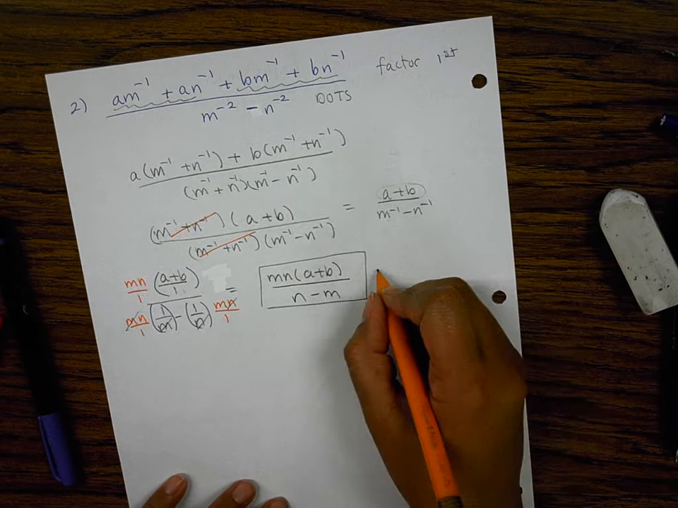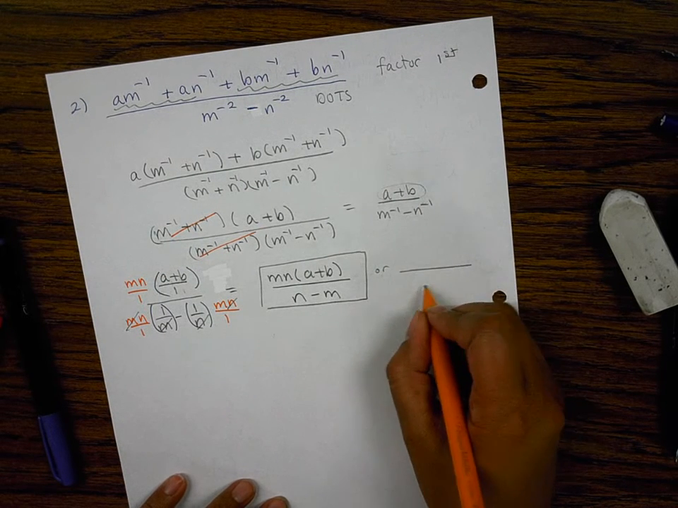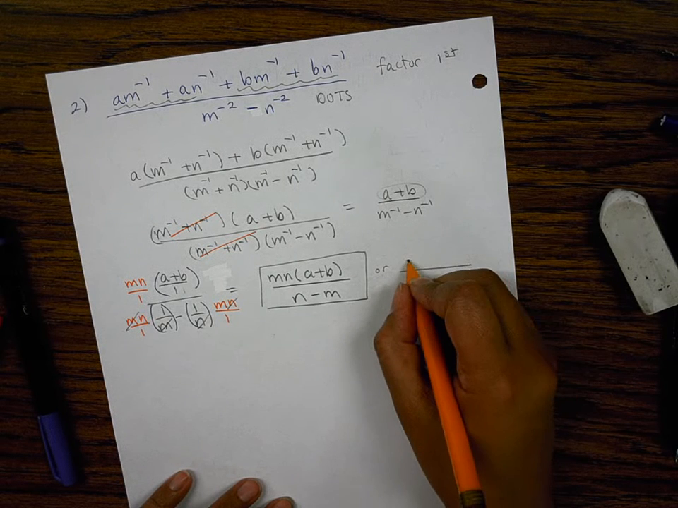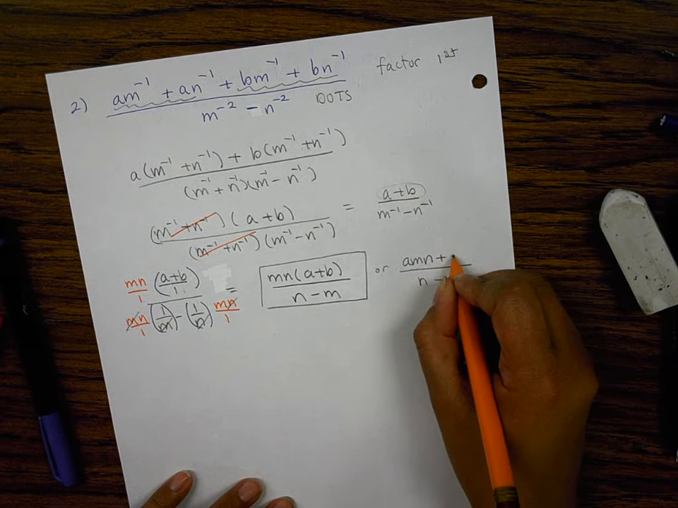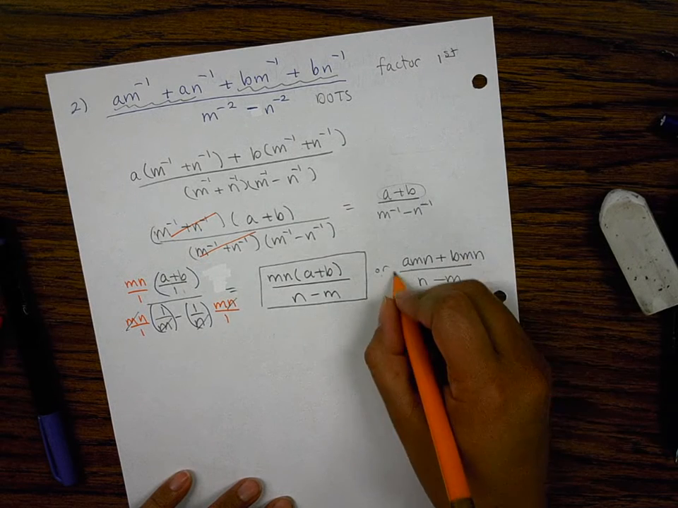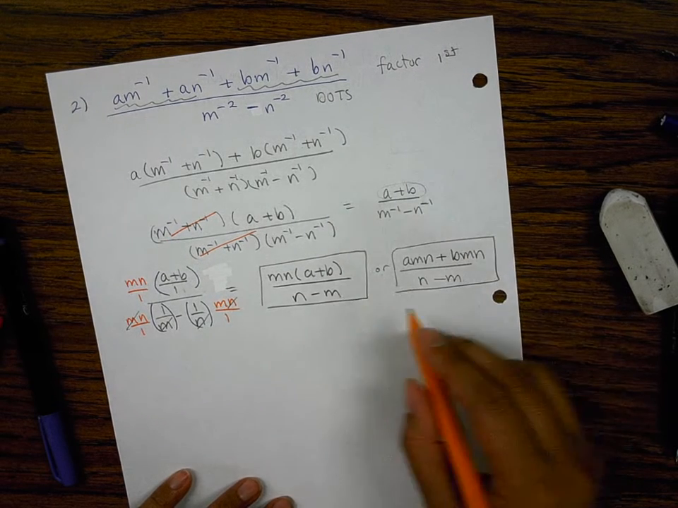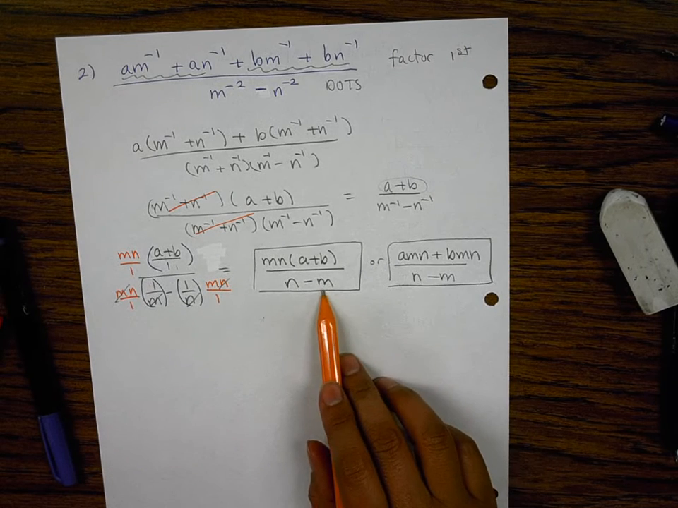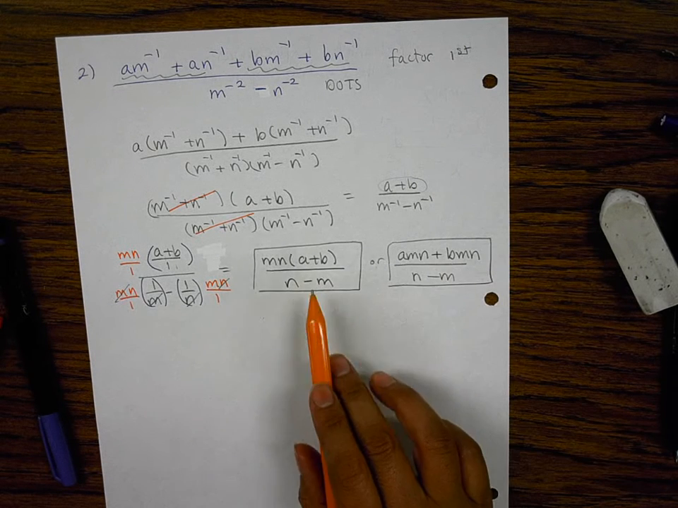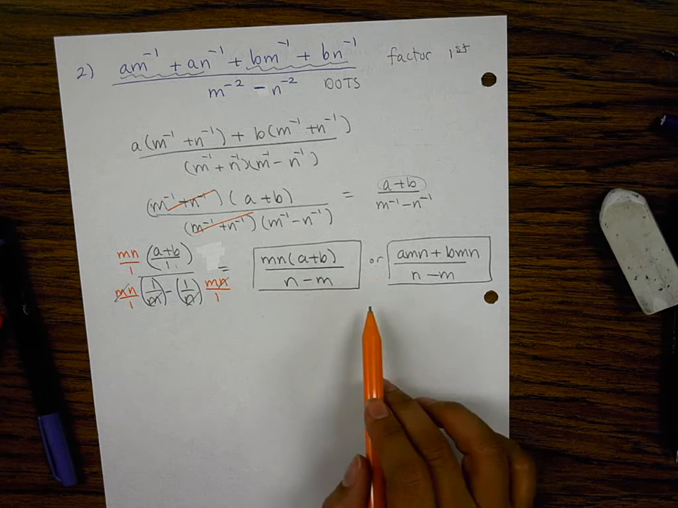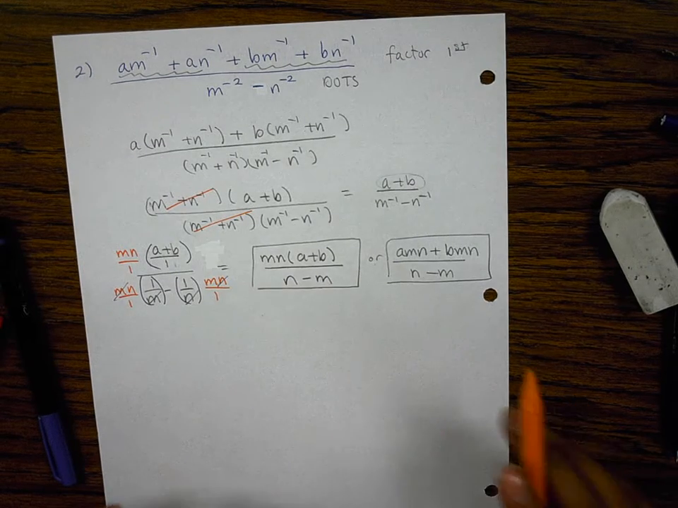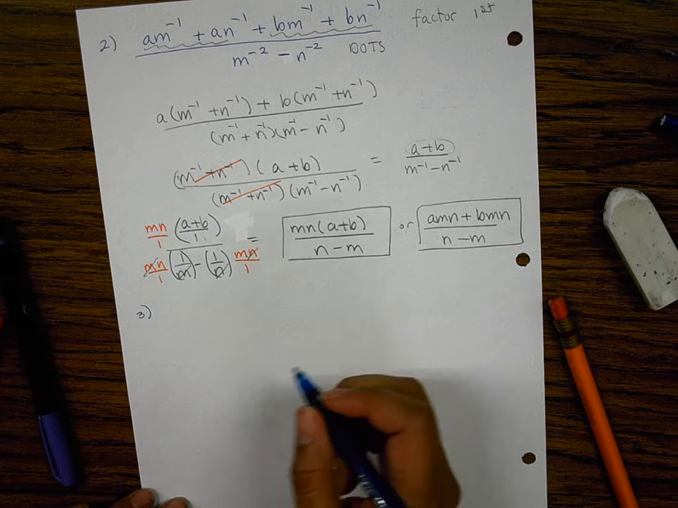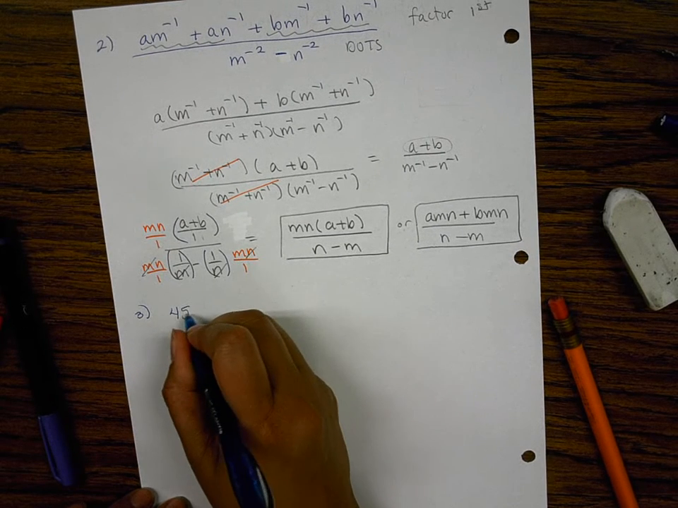I leave it in factored form and I look to see if anything reduces, and since it does not, this is my final answer. And just a quick reminder that someone else, you, your friend, or a test writer could distribute and get AMN plus BMN, and it is still the same answer. I don't care if you write it this way or this way, just know if it's a multiple choice test and you write it this way and the test writer writes it this way or vice versa, you know they are the same thing.